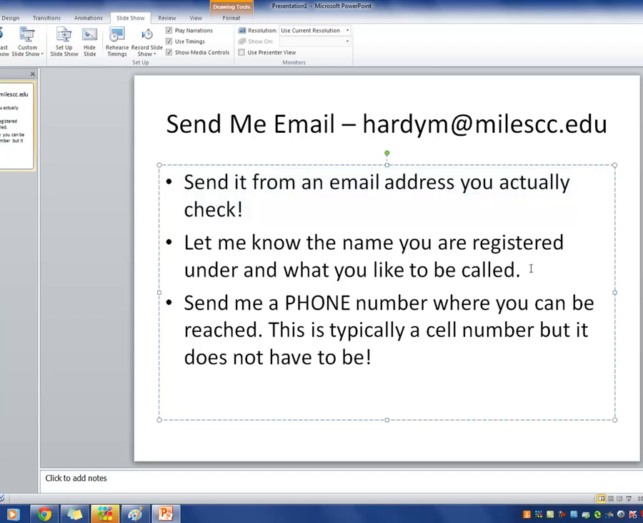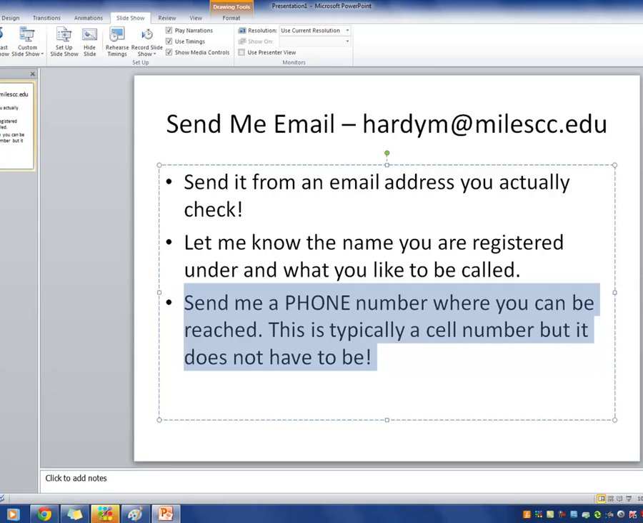Second item is, since some email addresses, I have one email address that says cbige@yahoo.com. Well, who the heck is that? I'd like to know what name you are, what name you'd like to be called. Give me that information. Make sure that gets into the email. And this is also real important. Sometimes I need to get a hold of you quicker than email allows. Please send me a phone number where you can be reached.